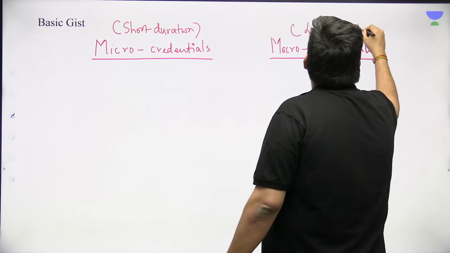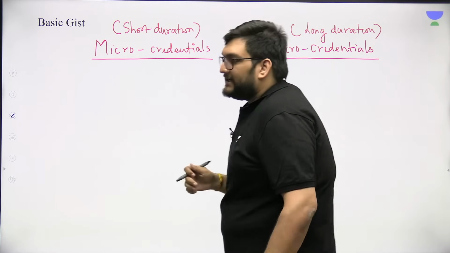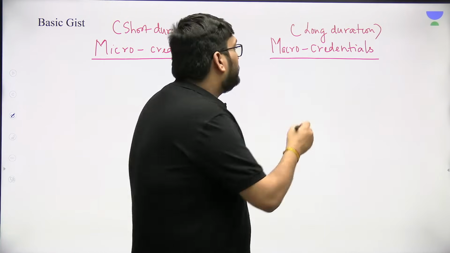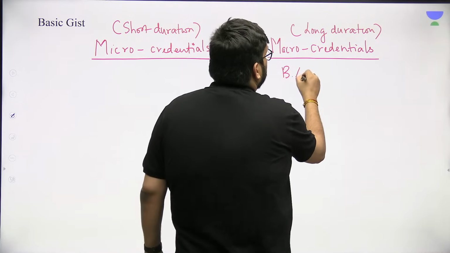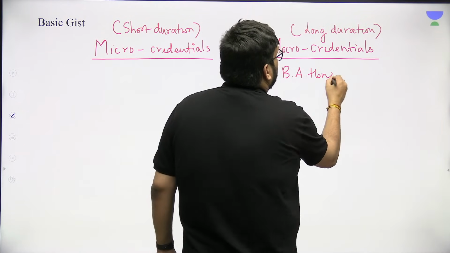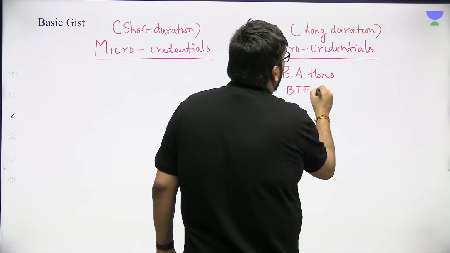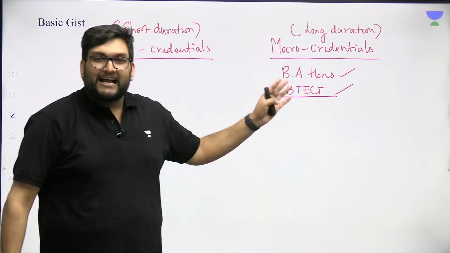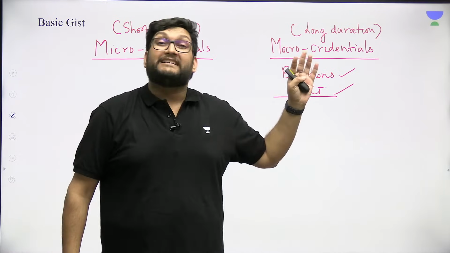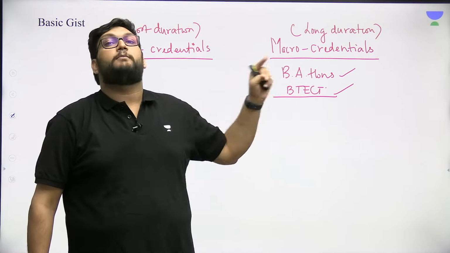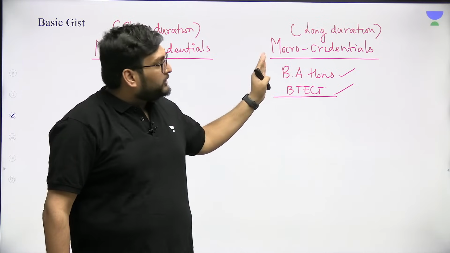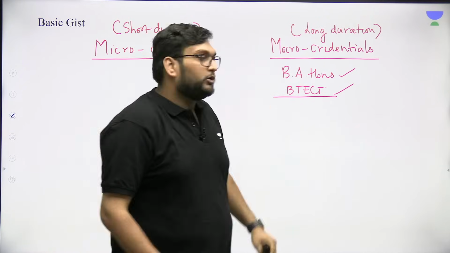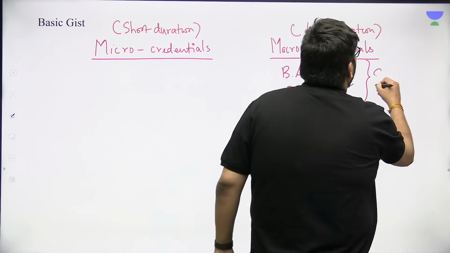Now, what the UGC chairman is arguing is that macro credentials, which is basically, for example, a BA Honours or a BTech, which takes 3 years or 4 years, are becoming more and more redundant in getting you employment. So, macro credentials or macro courses are becoming more and more problematic when it comes to employability.